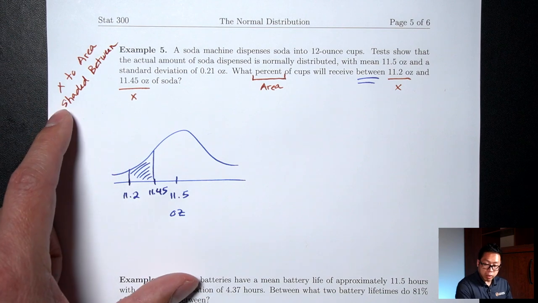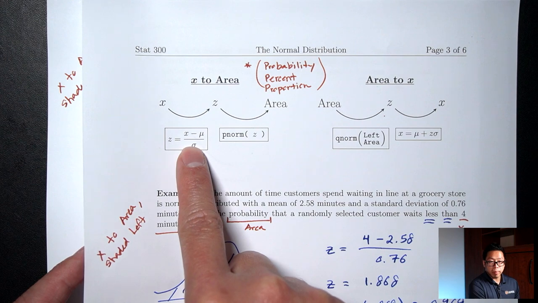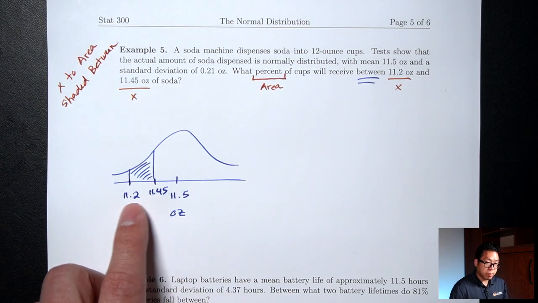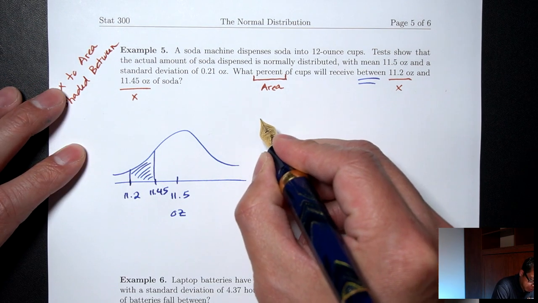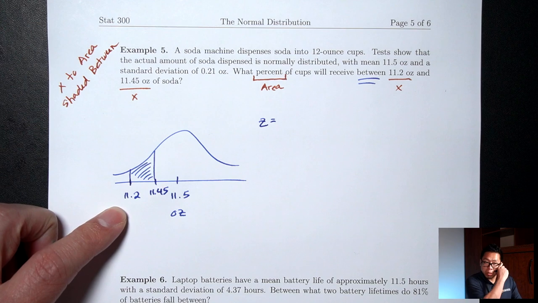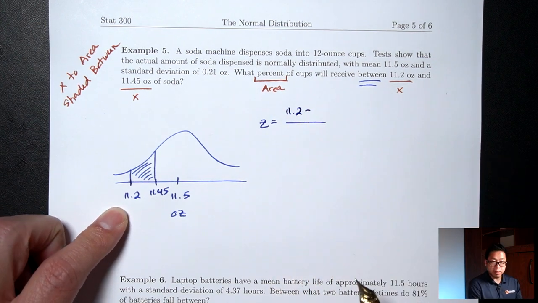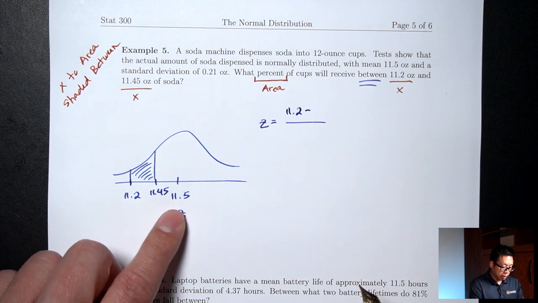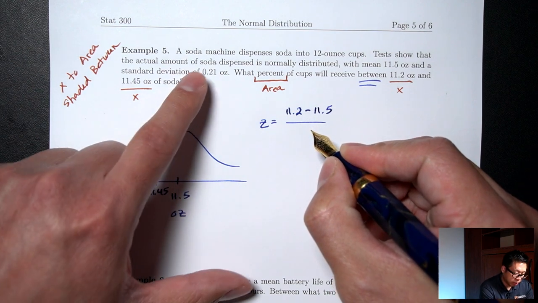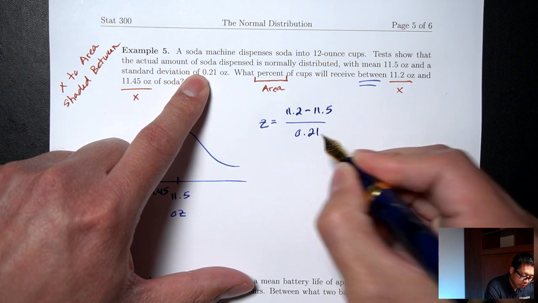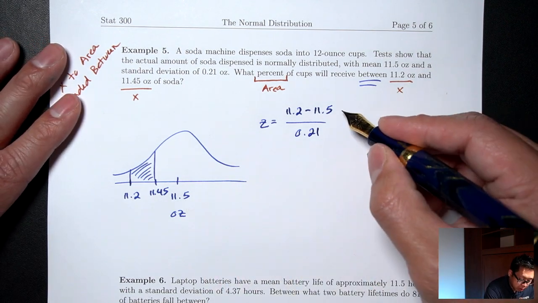Okay, x to area, first thing we should do is the Z score. I have two x's here, so I need to do two Z scores for both of them. Let me start with the 11.2. So it's going to be 11.2 minus the mean, the mean is 11.5, over the standard deviation, 0.21.